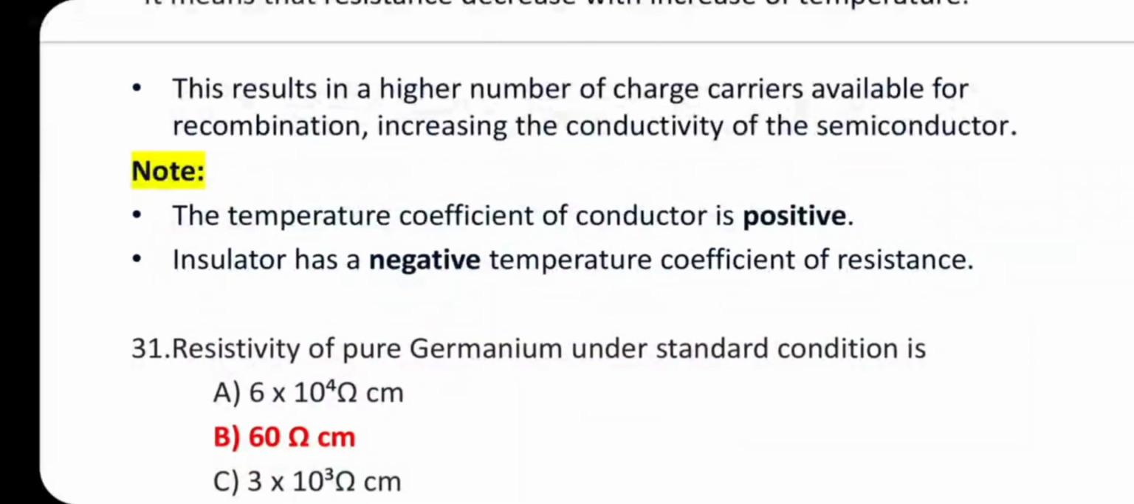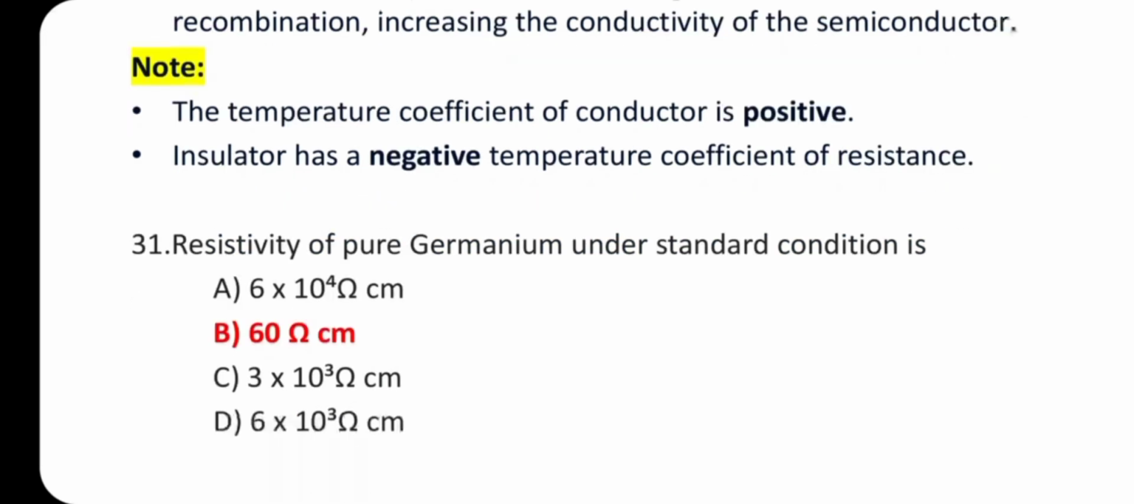Note: the temperature coefficient of a conductor is positive, that is, the temperature coefficient of a metal is positive. An insulator has a negative temperature coefficient of resistance.